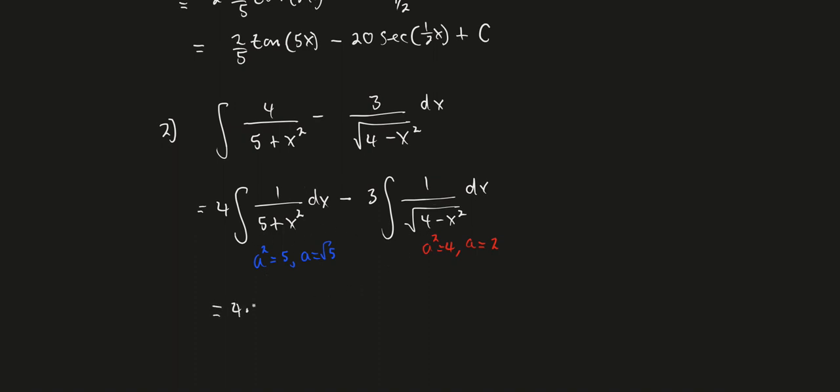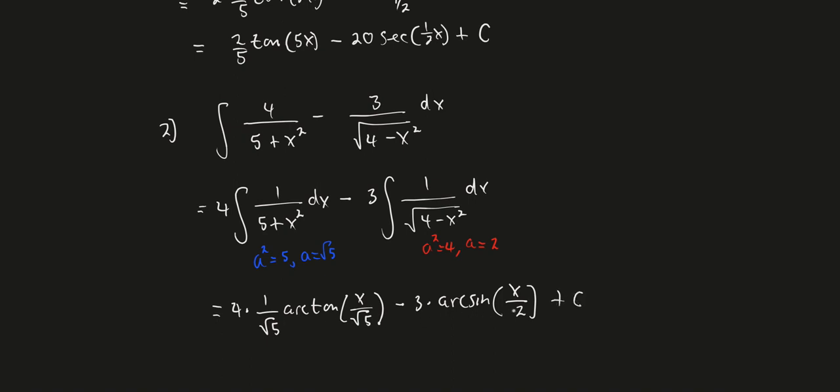So this is 4 times, and then this is the arctangent, so it's 1 over root 5 times the arctangent of x over root 5, and then bring down the minus 3, so minus 3 times, and then this one is arcsine. But arcsine doesn't have the 1 over a in front, so you just have to be careful with that. And then this is arcsine of x over, and in this case your a is 2, so like this, and then we have our plus c, right?